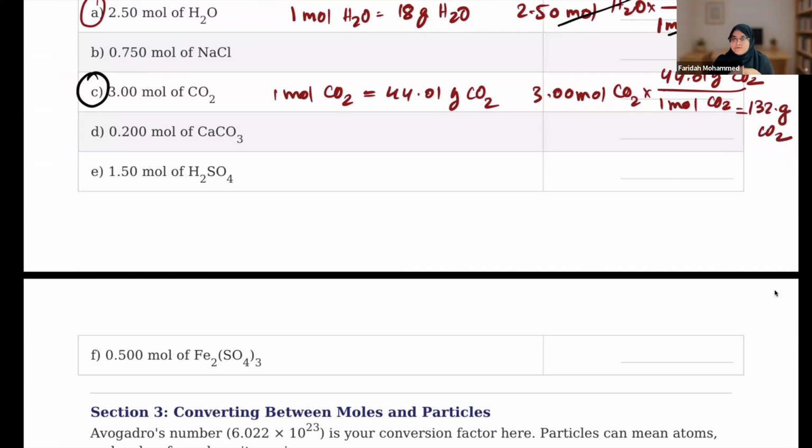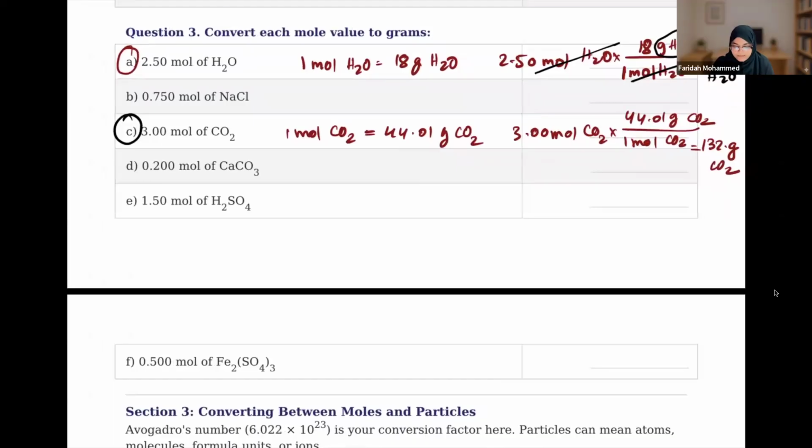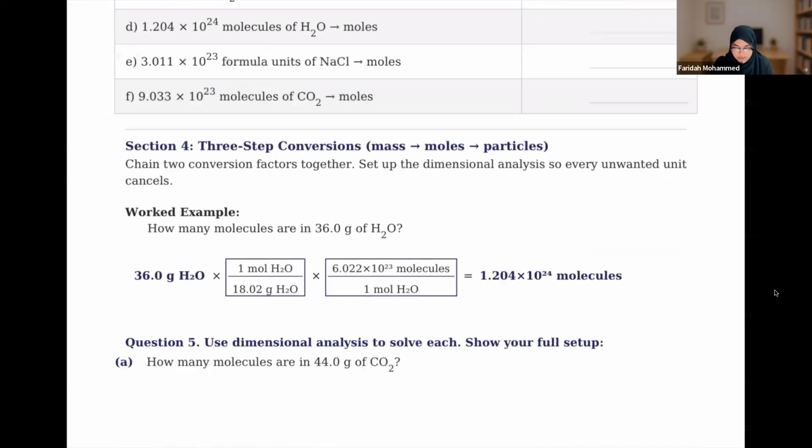Very good. Good job, everyone. I'm actually very proud of you guys. Usually it takes two to three sessions to learn how to convert this properly, but all of you are able to do it and understand it, and are able to do it yourself as well. That's really good. Okay.